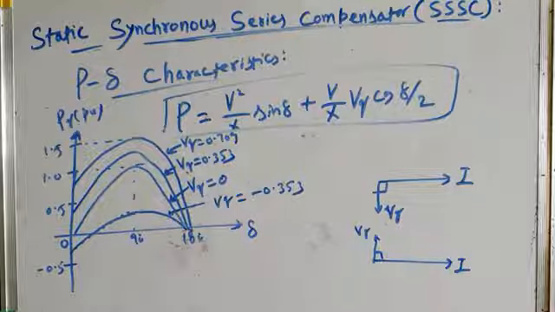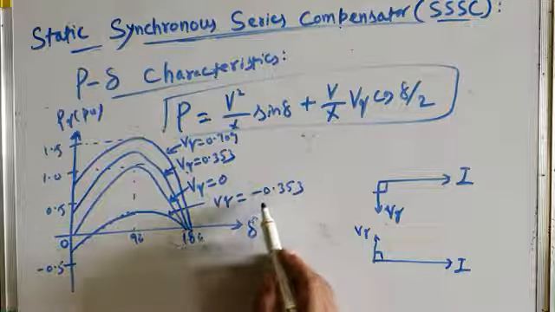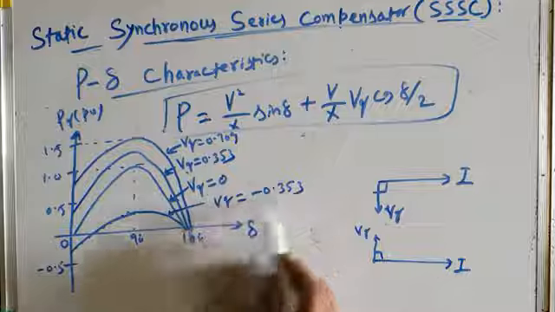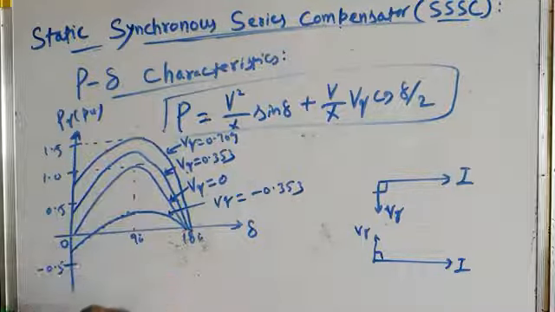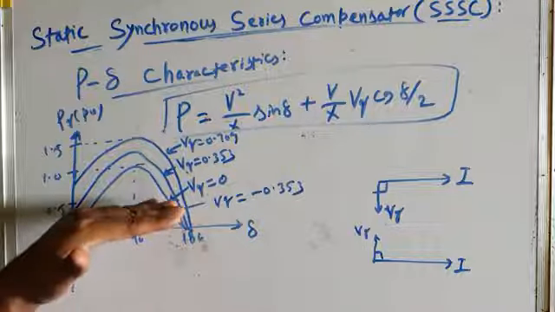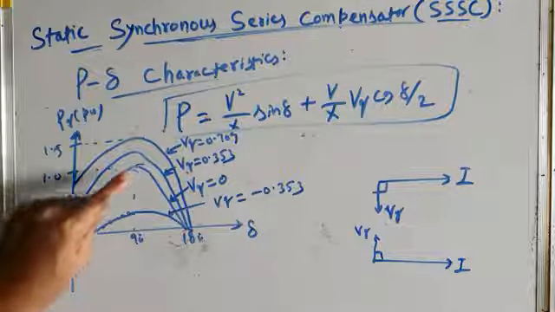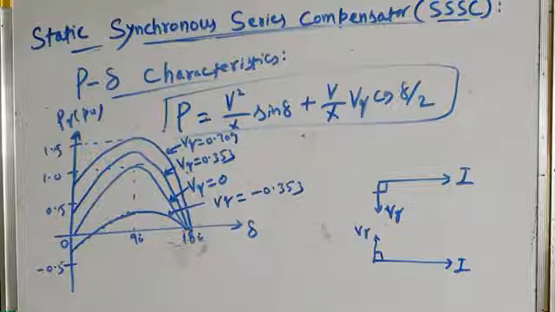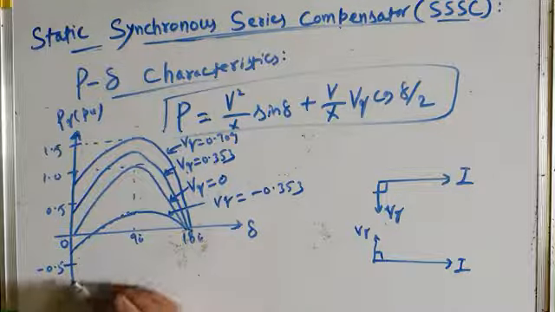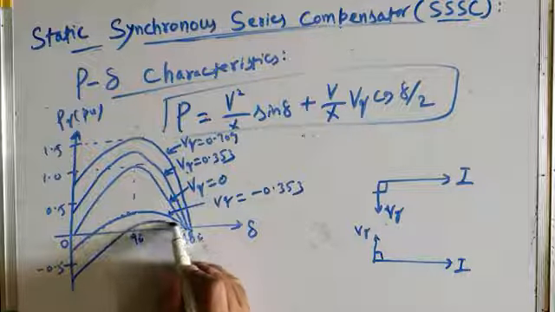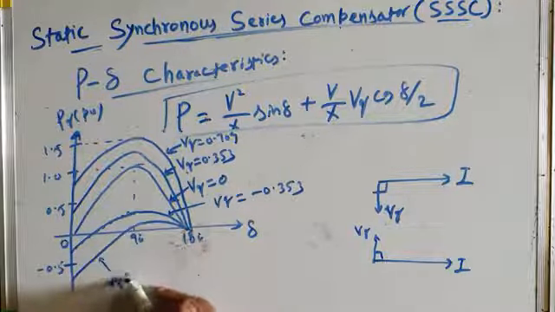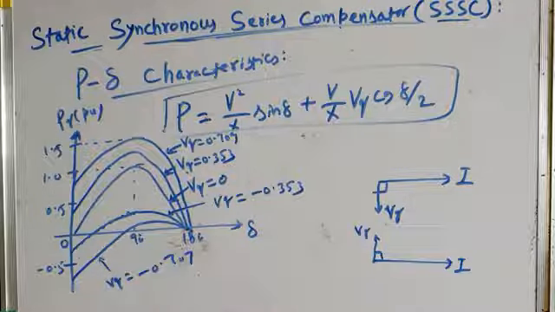So that is the inductive. That means your SSSC is now injecting a reverse magnitude voltage, say for example minus 0.353, and it is operating in the inductive mode of region. And in the inductive mode of region, what happens to the power transmitted over the line? The power transmitted over the line further decreases. It is even less than uncompensated line. Okay, and you can further reduce it. Say for example, this is for VQ equal to minus 0.707. Okay, so you can further reduce it.